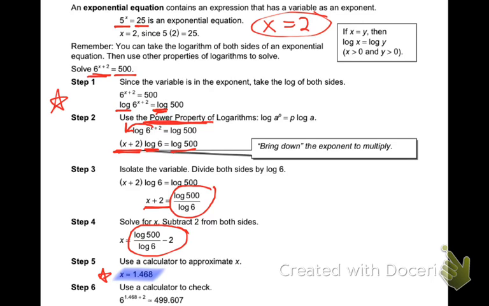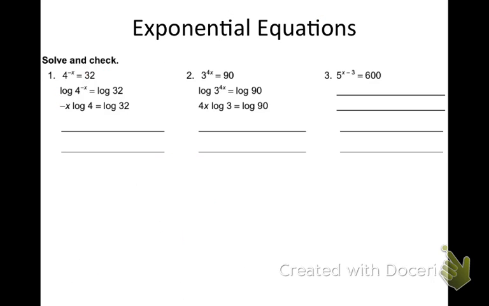So yeah, now we're all starting to get 1.468 as your answer. Good work. Alright, so let's look at number 1 here. I have 4 to the negative x equals 32. Notice, my x is in the exponent.